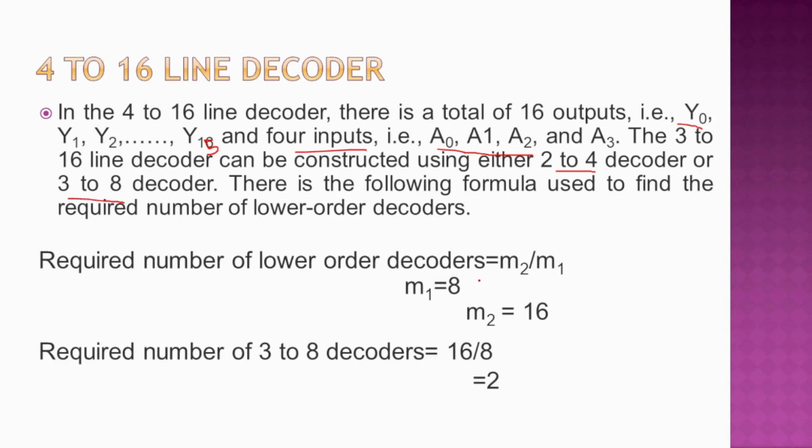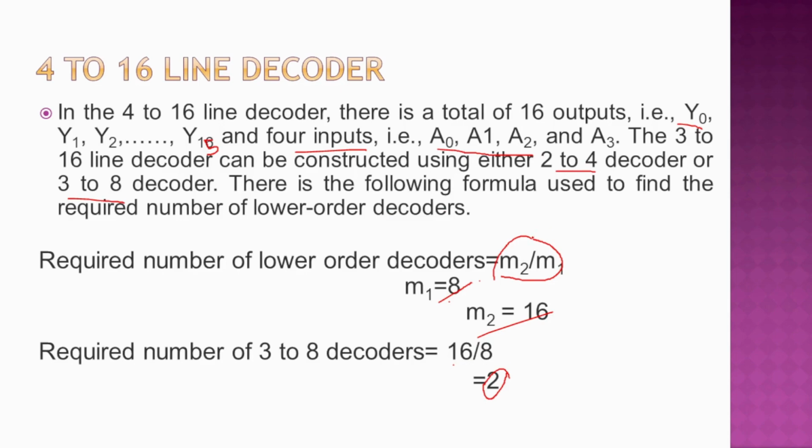With the help of this equation, you can find how many lower order decoders are used to construct it: M2 divided by M1. So M1 here is 8 and M2 here is 16. If you divide 16 by 8, you will require two 3/8 decoders to construct this 4/16 line decoder.